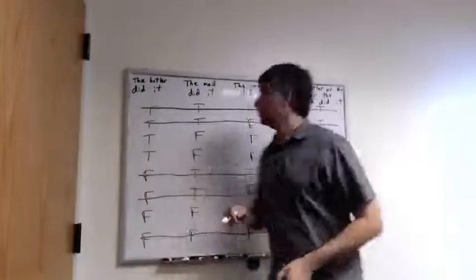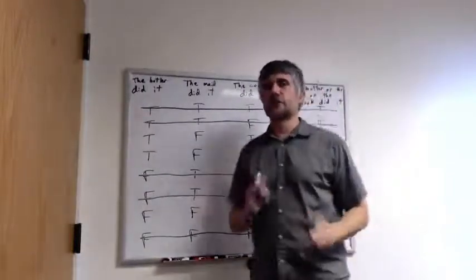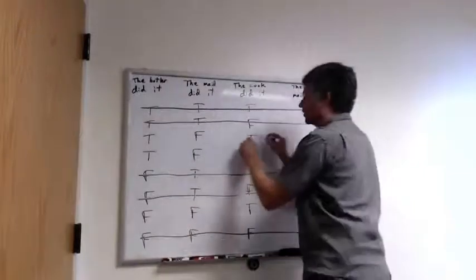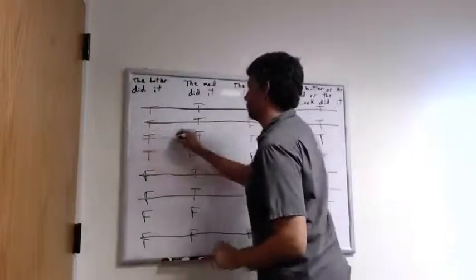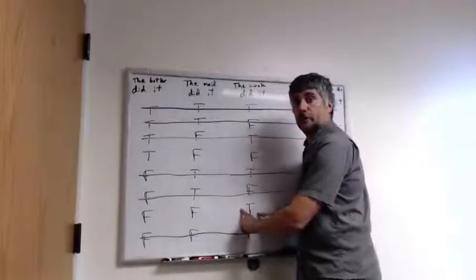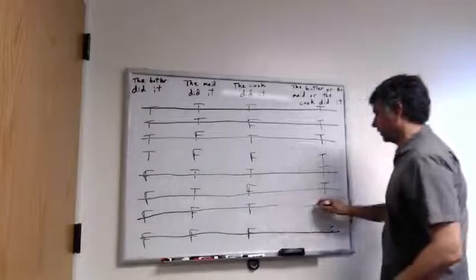Premise 3 tells you that the cook didn't do it. So that rules out any situation in which it's true that the cook did it. Well, here's a situation in which it's true that the cook did it. So that situation is ruled out by premise 3. And here's another situation in which it's true that the cook did it. So that situation is ruled out by premise 3.